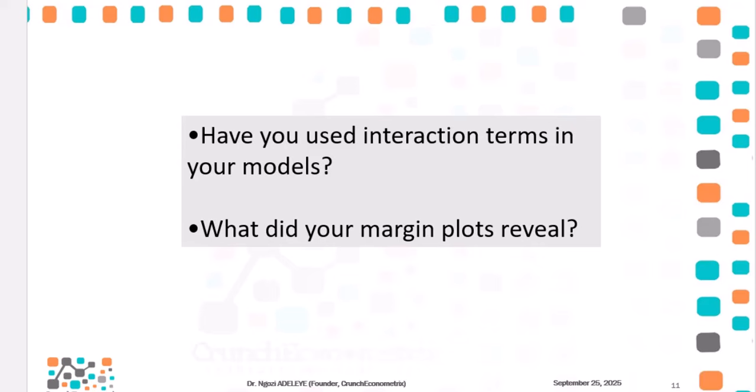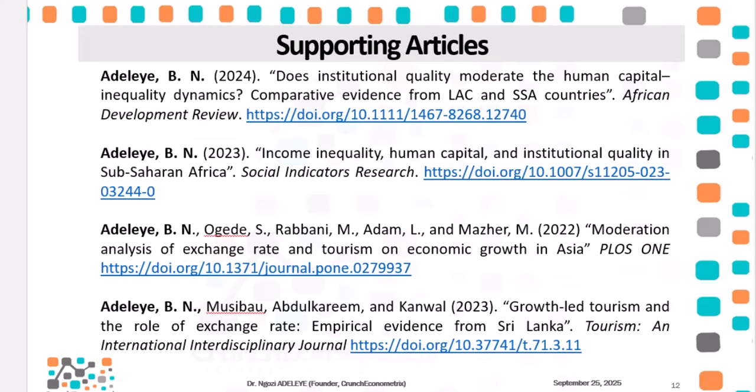Now, have you used interaction terms in your models? What did you find? How can you interpret your margins based on what you've listened to today? I'd love to read your comments regarding this. I have so many publications where I used conditional margin plots from my interaction models. These are some of those papers.